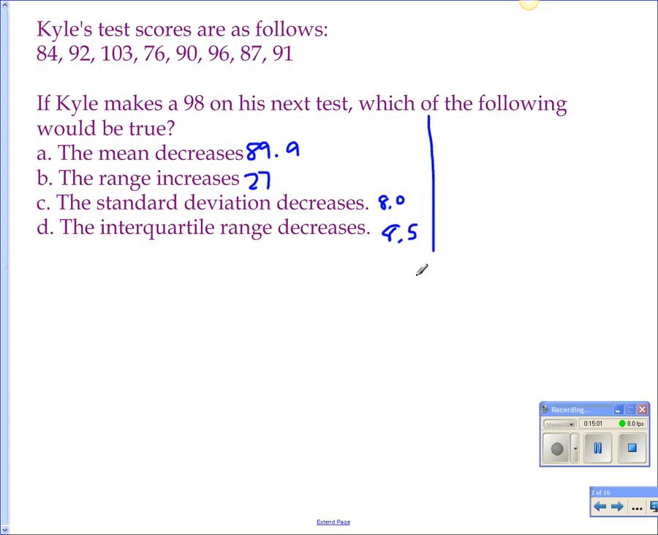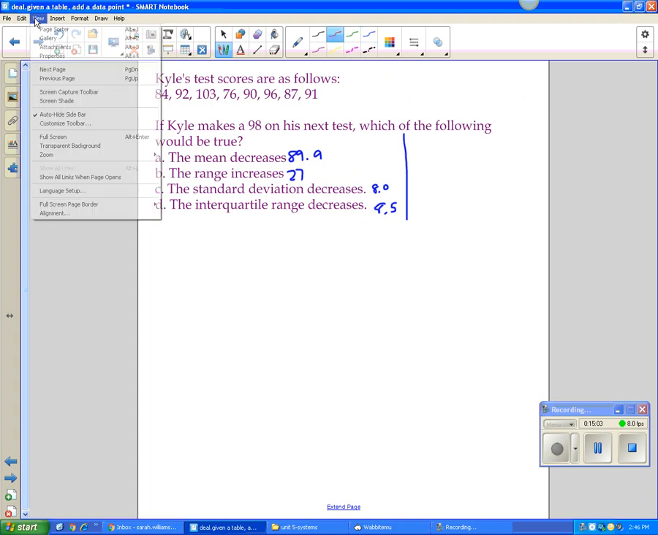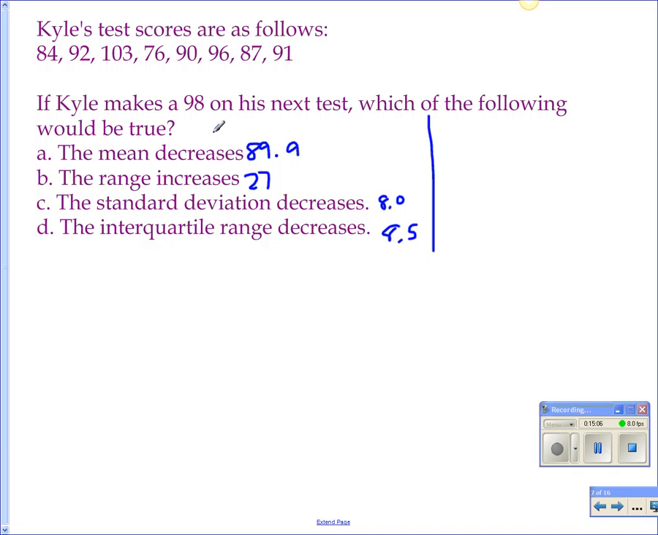All right, so now let's get our new numbers. So now I'm going to go back to stat, edit, and I will add 98 to the bottom of my list. All right, so the new mean is 90. Did it decrease? Nope. The range, max minus min, 103 minus 76 is 27, so it stayed the same. It didn't increase. The standard deviation is 7.9, so it decreased. So the answer is C.